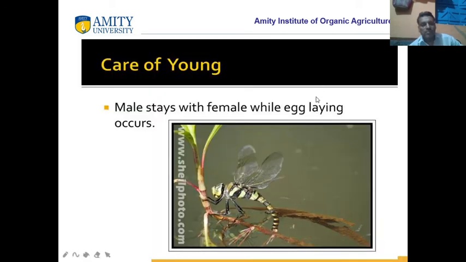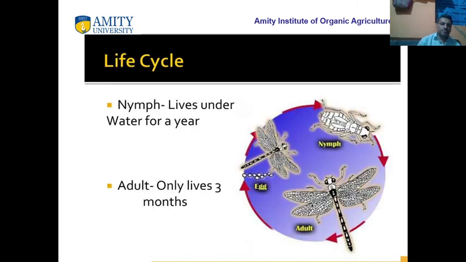The male stays with the female while egg laying occurs. So it means that they care for their young ones, like other living populations. The life cycle is incomplete: egg, nymph, adult. Only three stages are there. There is absence of larva.